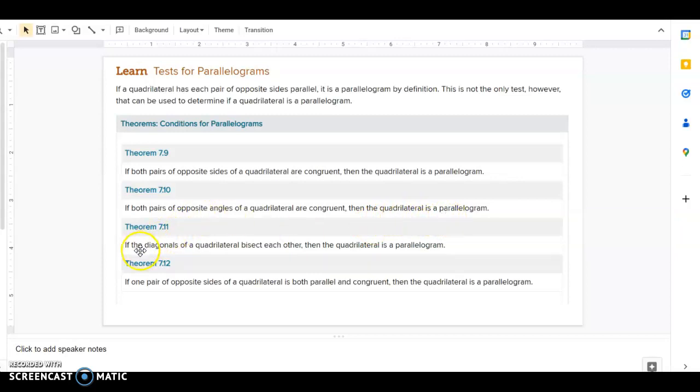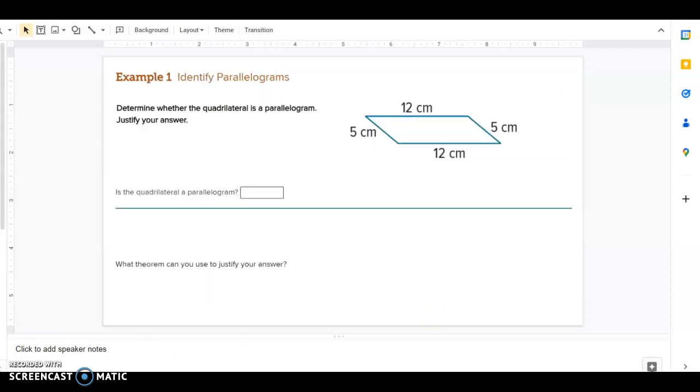Theorem 7.11 says if the diagonals of a quadrilateral bisect each other, then the quadrilateral is a parallelogram. And 7.12 says if one pair of opposite sides of a quadrilateral is both parallel and congruent, then the quadrilateral is a parallelogram. So I know that's a lot, so we'll break it down as you go through this.